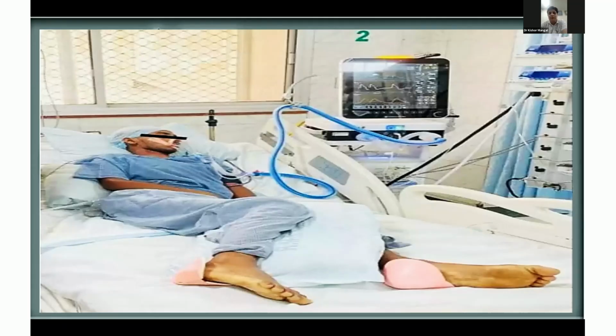Also, look here at the position of the limbs, especially the lower limbs. Keeping a pillow between the two knees is very important. Why? Because if this is not there, it can cause injury to the sural nerve. If that nerve gets damaged, the sensation of the lower limbs, especially the heel and foot area, will be reduced, and then the chances of pressure injury will increase very high. So putting a pillow between the two knees is a very important thing which we must all follow.